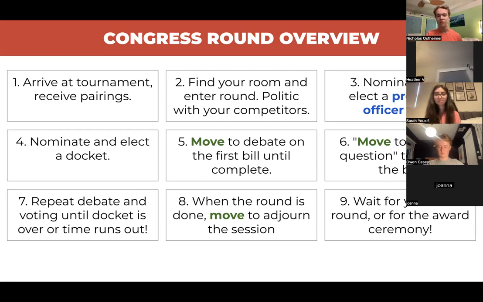You just repeat that until you are through with the legislative items on your docket, or until the time in the chamber runs out. Then, when the round is done, someone has to make a motion to adjourn the session, and if there is a second and majority support for that motion, then your round is over. And you just wait for your next round or for the award ceremony.